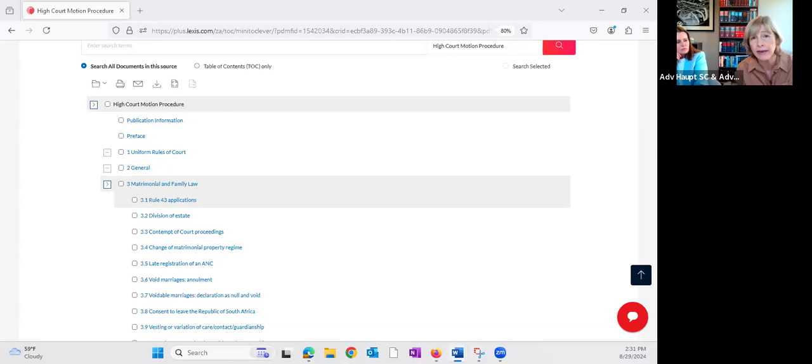So I'm going to look at the three main types first and explain each one of them: your short, your long, and your interlocutory, and then I'll have a quick look at some of the more specialized types.